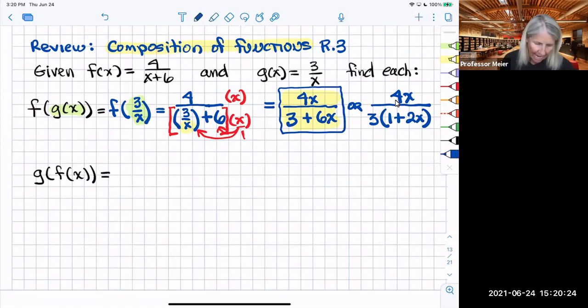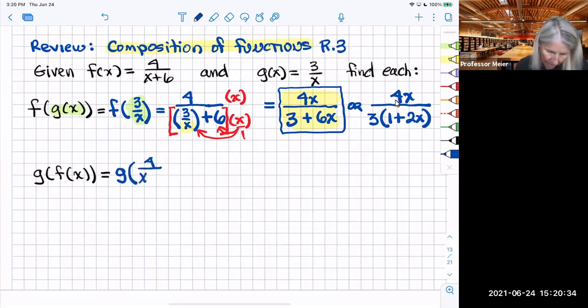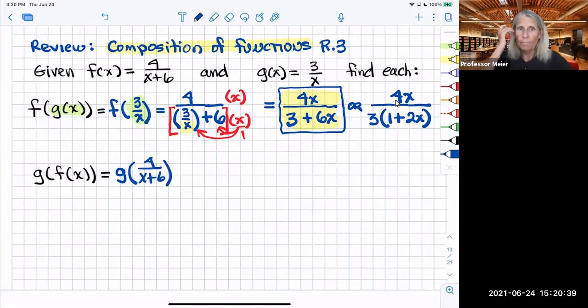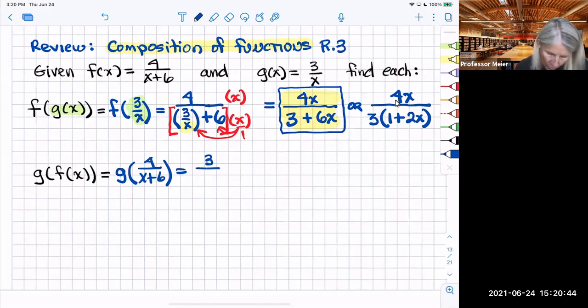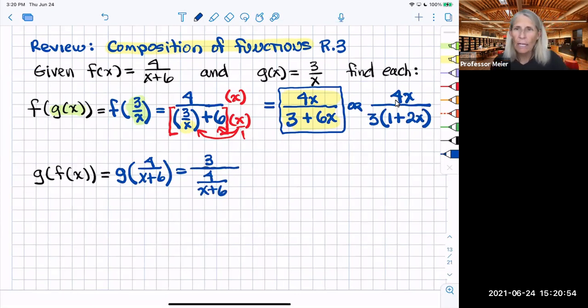So on the next one, we're going to take f of x and plug it into g of x. So we're going to be taking g of the f of x. So we're going to take 4 over x plus 6, and we're going to plug that into g, where the x is at. So what we'll have is a 3 over, and now for x, we plug in 4 over x plus 6. So again, we get this complex fraction, and we don't want to leave it like that. So again, I prefer my method of multiplying by the LCD. So that's what I'm going to do.